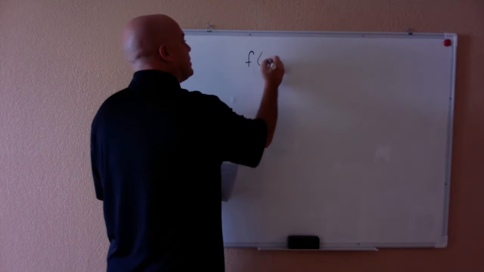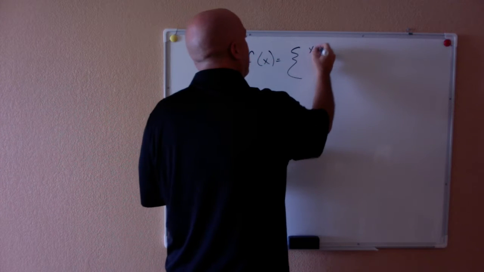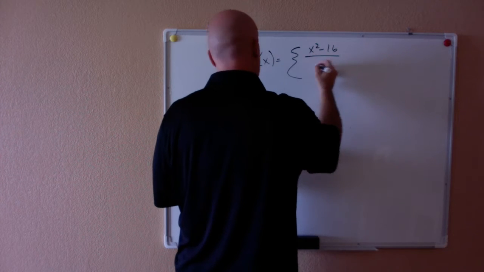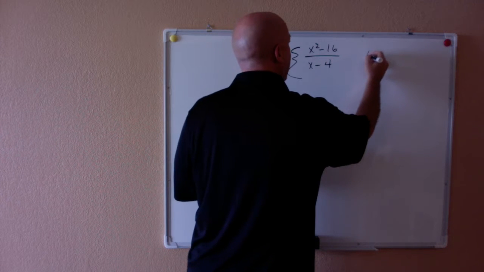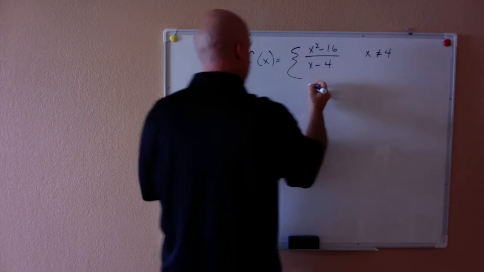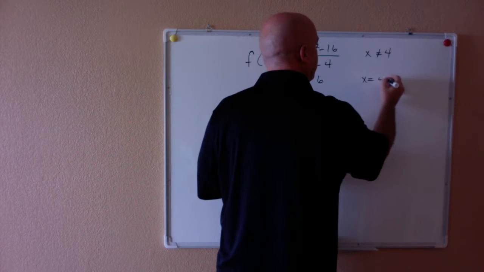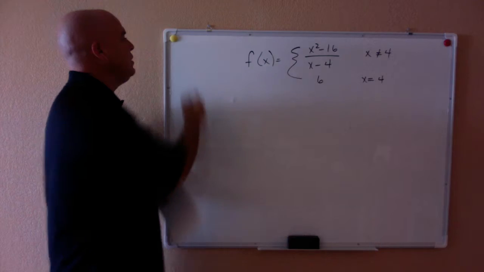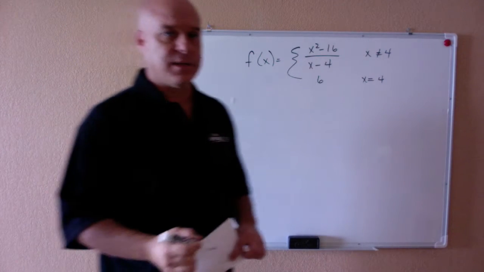So let's look at something maybe a little bit more complicated. Let's say that we had a piecewise function, maybe something like f of x equals, let's do x squared minus 16 divided by x minus 4, as long as x is not equal to 4. And then let's say that that's equal to 6 if x is equal to 4. And we're going to see if this is a continuous function at x equals 4. We're going to be looking at the point x equals 4.